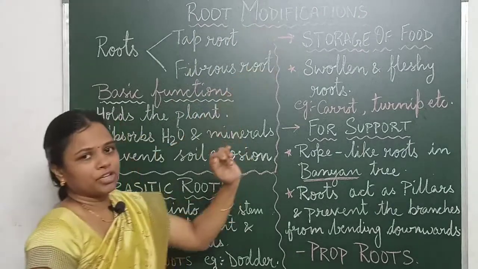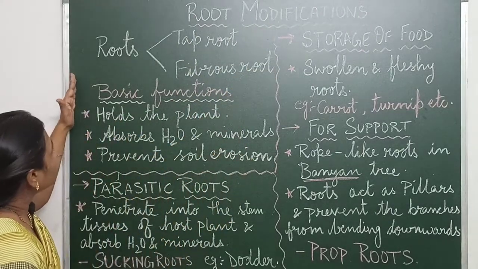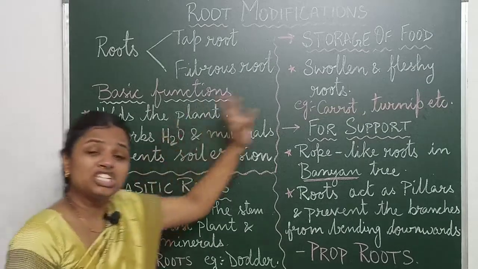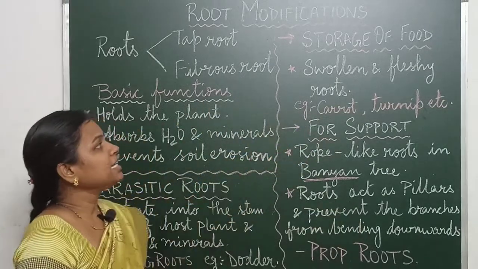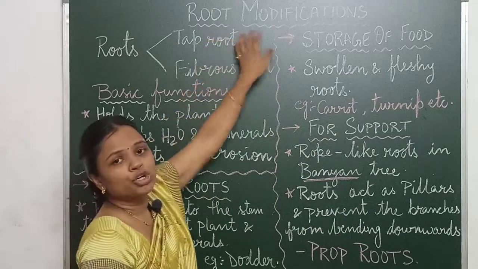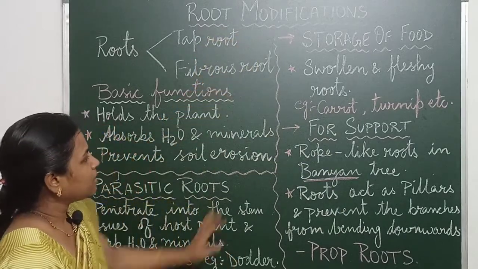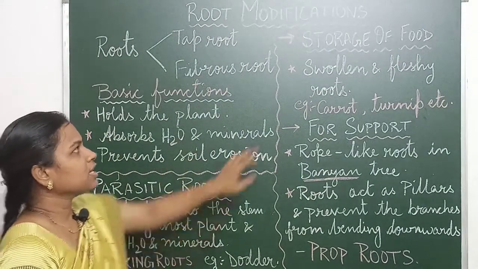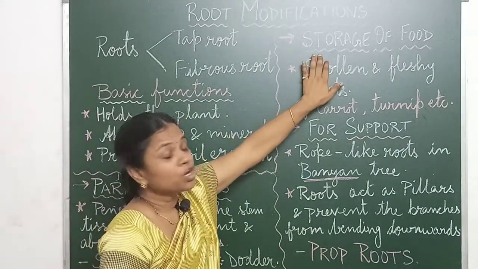What are these root modifications? If a root, other than these basic functions, is performing some additional functions, then it is considered as a root modification. So there are basically three categories of these root modifications. The first one is storage of food.